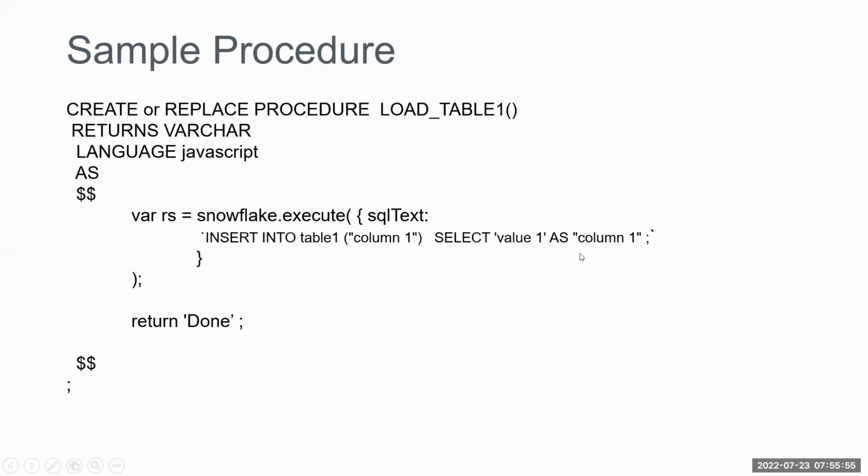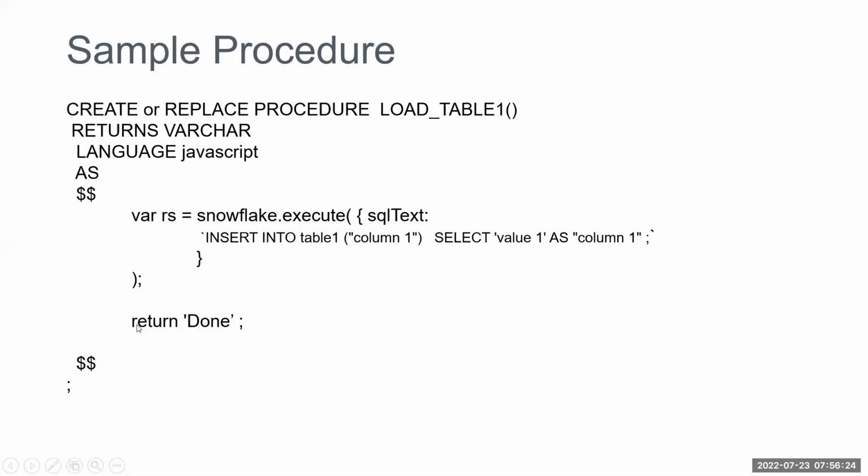Then I have to put the actual SQL text here, which I want to execute. The result of this statement will be stored in the variable rs, the result set. You can give any name to your variable. So this is how we declare variables. I'm storing the result set of the statement in the variable rs.